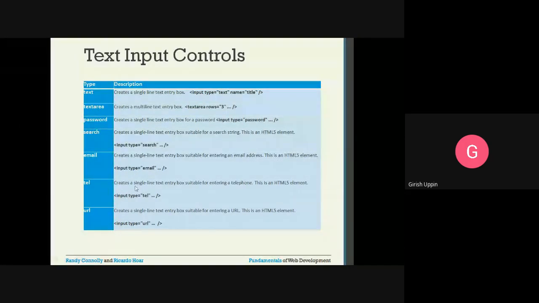Then telephone, TEL represents telephone, creates a single line text entry box suited for entering a telephone number. This is an HTML5 element. So input type is equal to TEL. So here also basic validations are included. Suppose you try to enter a character or something, then it will give an error saying enter a valid telephone. Then similarly URL, type is equal to URL. This is also an HTML5 element. Basic validations will be included. So if it is a URL, it will be looking for the domain and all those things. So it will check for some basic structure.